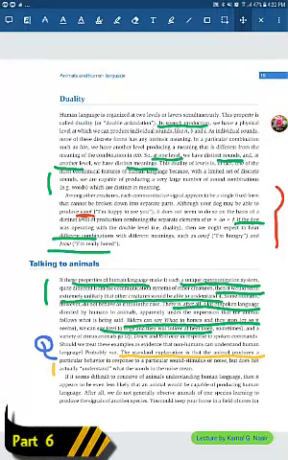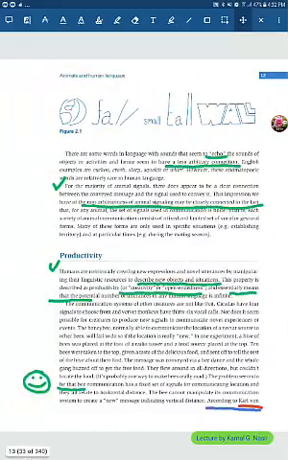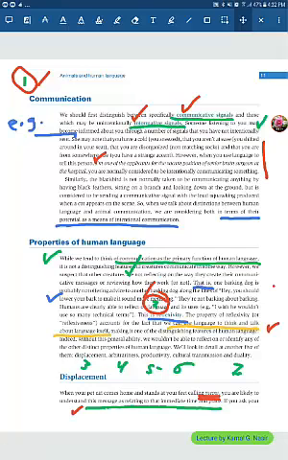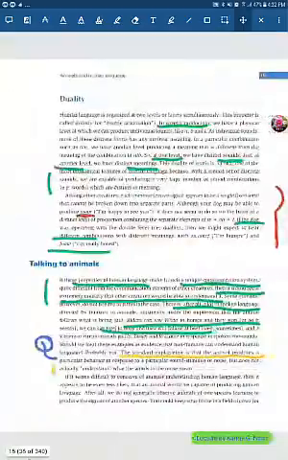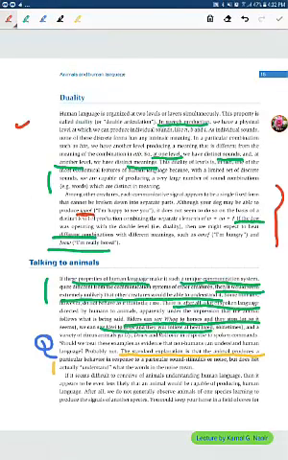Another topic is talking to animals. These properties that we talked about, which are communication, reflexivity, displacement, arbitrariness, productivity, cultural transmission, and duality, we finished them. We are going now to explain other things, to examine whether these properties are specific to human beings or are common to human beings and to animals. They made certain experiments.